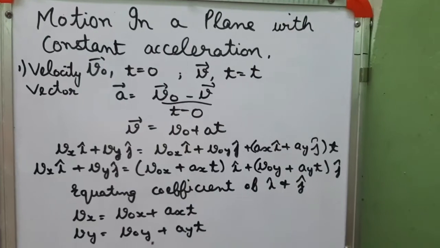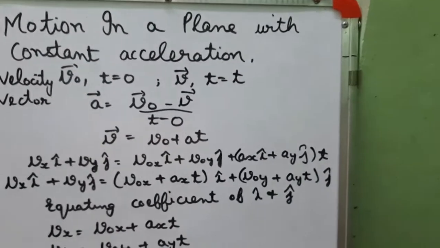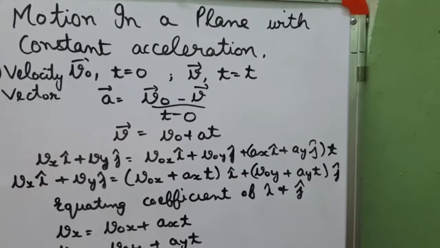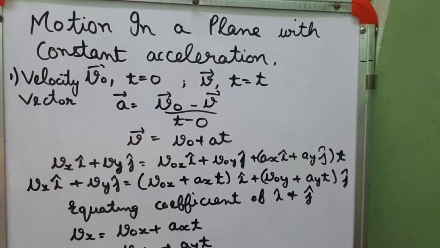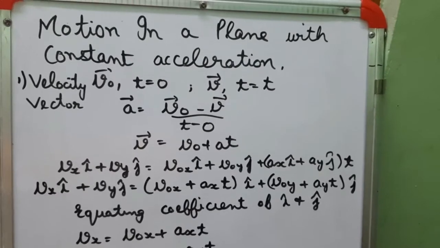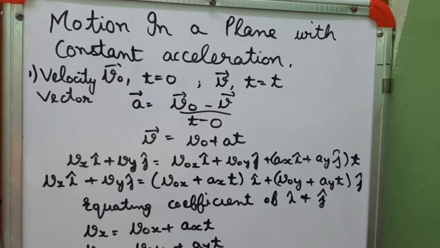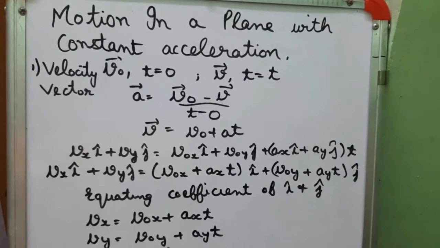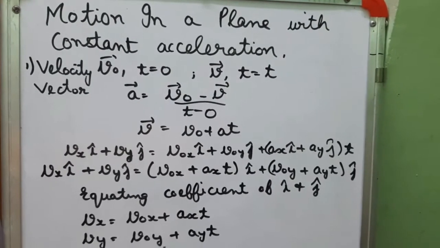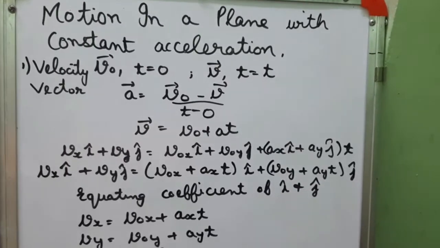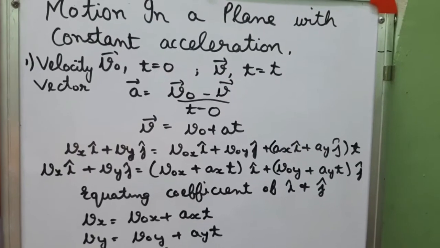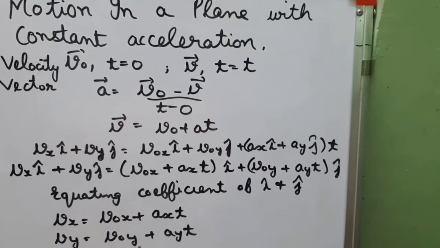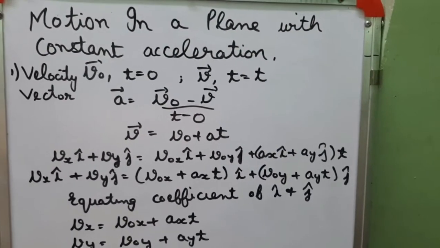acceleration. So first we will consider a body which starts from time t is equal to 0, and at time t is equal to 0 the velocity of the body is v0, and at time t is equal to t second the velocity of the body is v vector. So the average acceleration of the body is (v minus v0) upon (t minus 0).